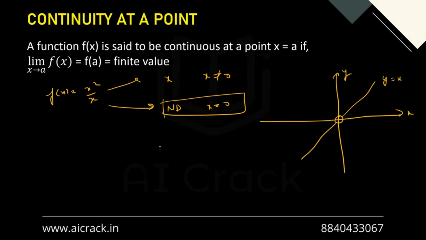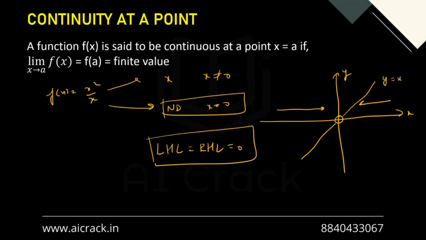Now if you remember, we saw that left hand limit was equal to right hand limit equals 0. Basically, if you're approaching from right hand side and if you're approaching from left hand side, then in that case, we got the limit as 0. But the function was not defined at x equals 0. Limits were existing, but function was not defined.